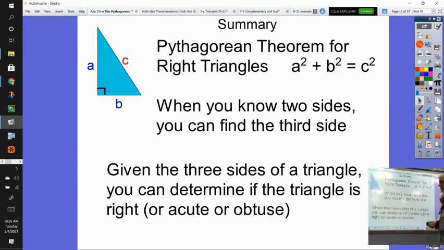So, in summary, the Pythagorean theorem works for right triangles only. The sum of the squares of the legs, a squared plus b squared, is equal to the square of the hypotenuse, c squared. And if you know 2 of the sides, you can calculate the length of the 3rd side. Or if you know all 3 sides of the triangle, then you can determine whether it is a right triangle, or if it is not a right triangle, whether it is acute or obtuse. There you go. In our next lesson, we'll do some real-world Pythagorean theorem problems.